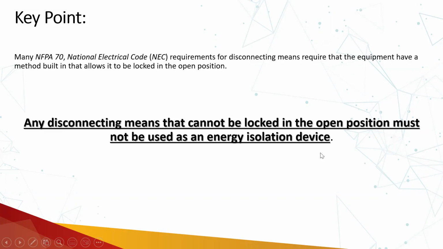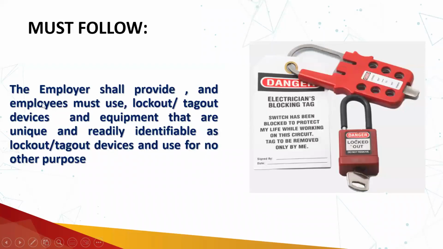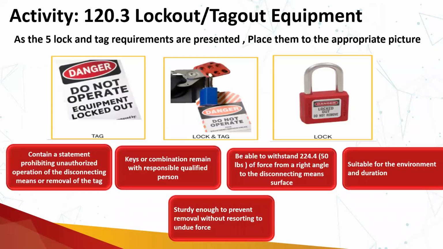So those toggle switches or push buttons, those cannot be used as primary energy isolating devices. The employer shall provide and the employee must use the lockout and tagout devices and equipment that are unique and readily identifiable as lockout and tagout devices and used for no other purposes. This is the requirement.